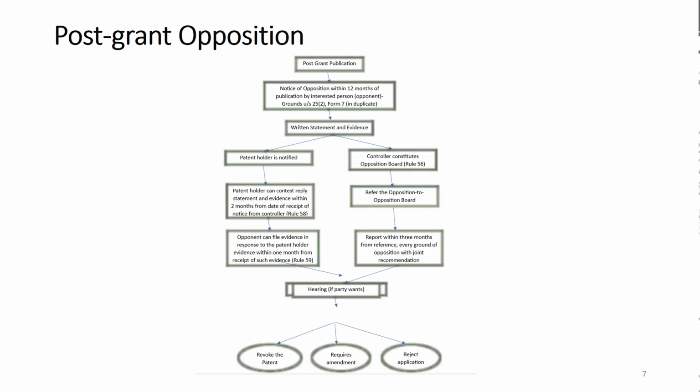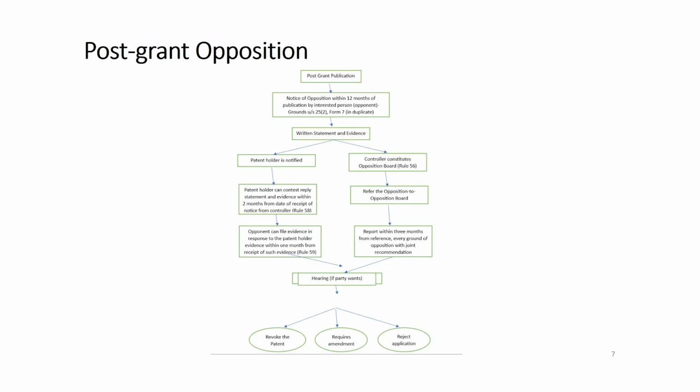And once these are published, these are open for inspection, then anybody can raise post-grant opposition. Post-grant opposition starts once the patent grant is published. Notice of opposition is to be given within 12 months of publication. Now, there is an important point if you see here. Post-grant opposition can be raised only by an interested person. It cannot be raised by any person, it has to be raised only by an interested person.